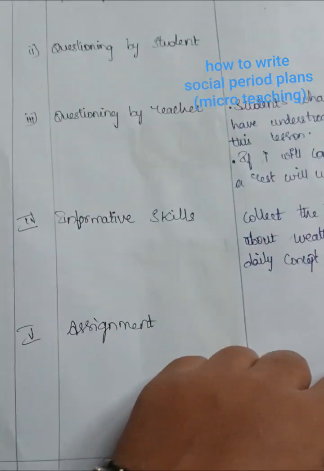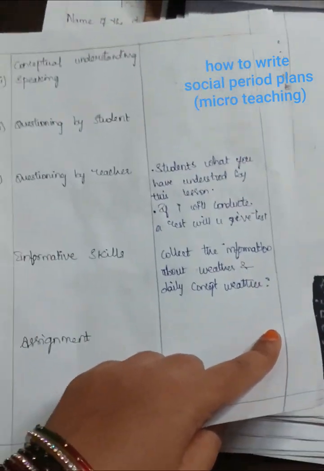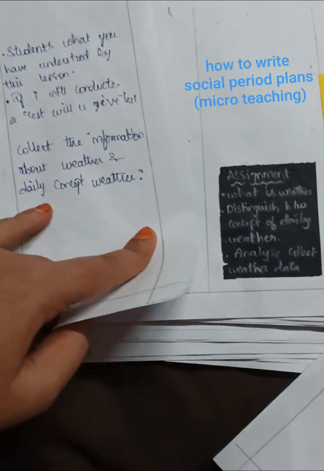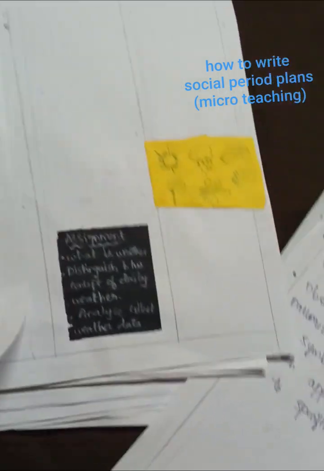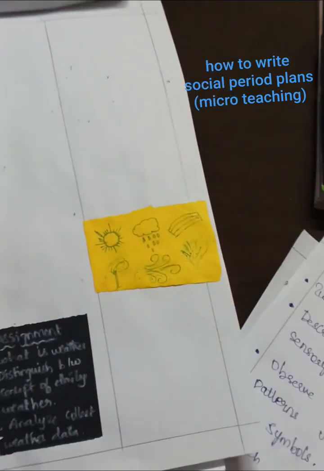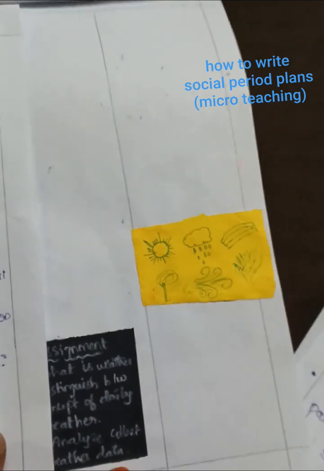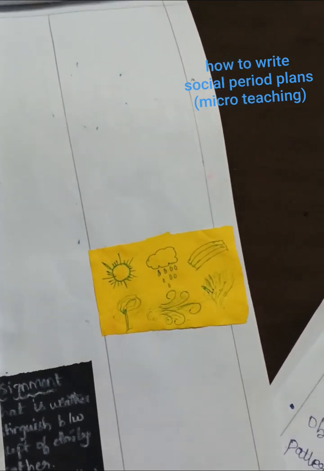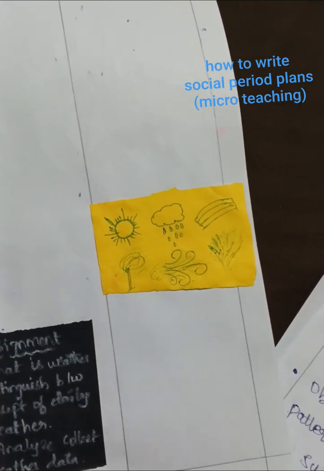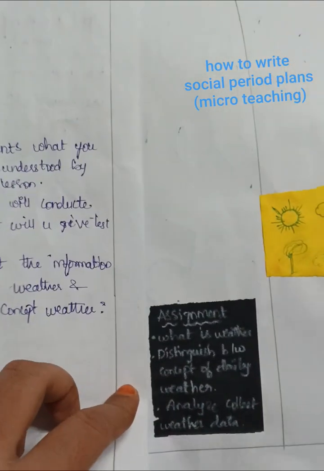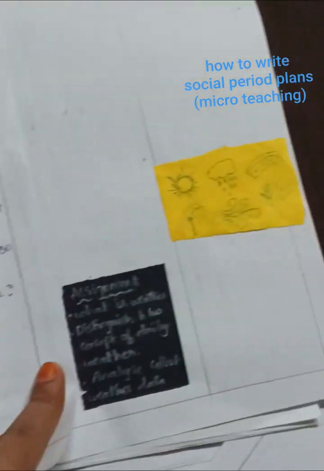Next one is information skills. Collect information about the lesson, whatever you are explaining. You have to create some ideas, like you have to stick some pictures, or draw something related to the lesson, that you have to stick in the TLM column, the last column. You have to stick pictures related to the topic, whatever you are explaining, in the TLM.